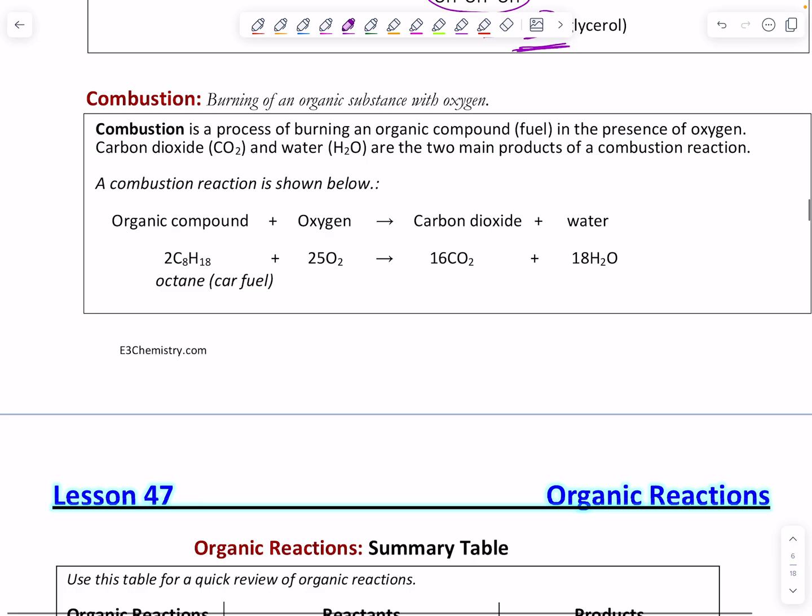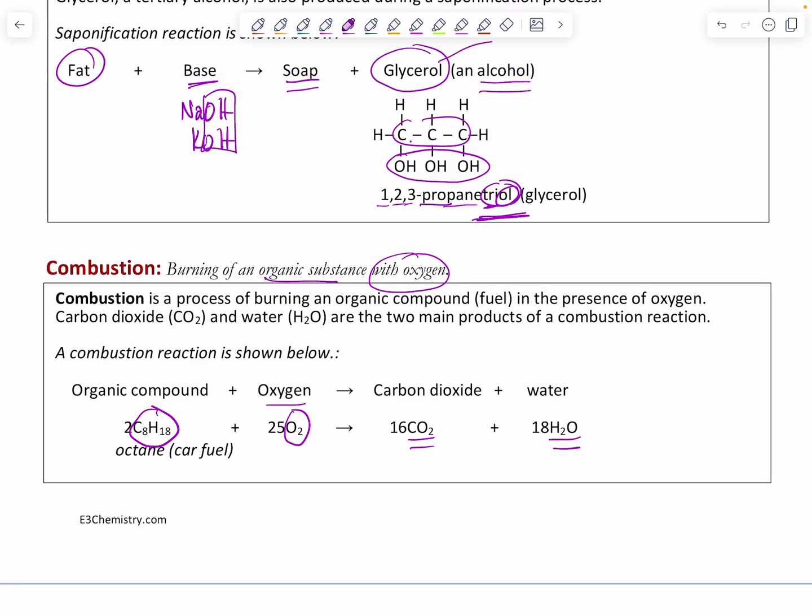And we burn it or react it with oxygen, okay, O2. And the products are always going to be carbon dioxide and water, as long as we have an excess of oxygen, which for right now, we're going to assume we do. Eventually, we're going to talk about next year what happens when you don't have enough oxygen, because then you don't produce carbon dioxide and water. You might produce carbon monoxide and water, or just elemental carbon and water. Okay, it depends on the situation.